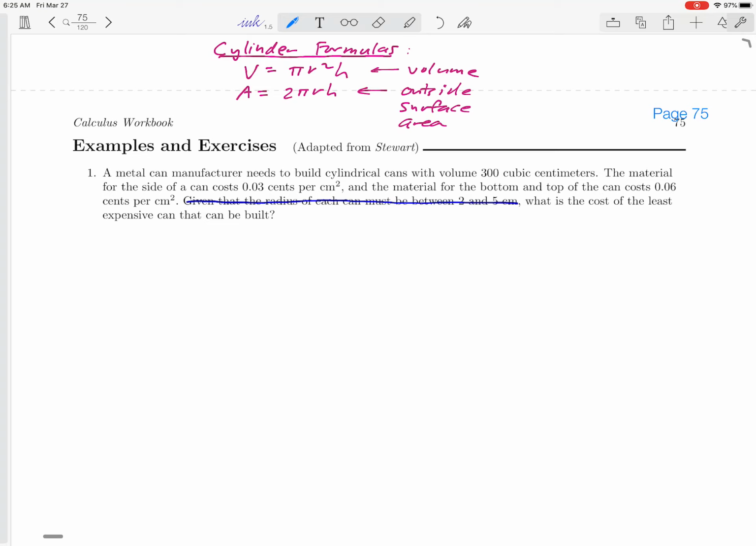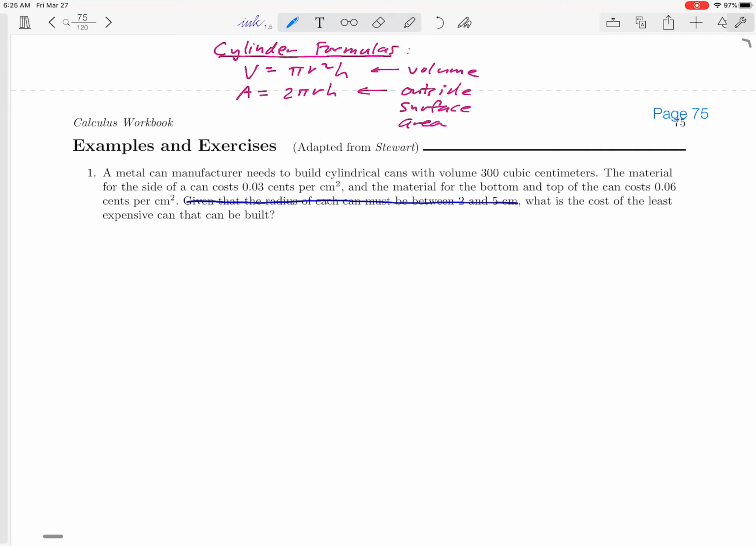So a metal can manufacturer needs to build cylindrical cans with a volume of 300 cubic centimeters. The material for the side of the can costs 0.03 cents, and that's 3/100ths of a cent per square centimeter. And the material for the bottom and the top of the can costs twice that much, 6/100ths of a cent per square centimeter. And they'd like us to know what is the cost of the least expensive can that can be built.